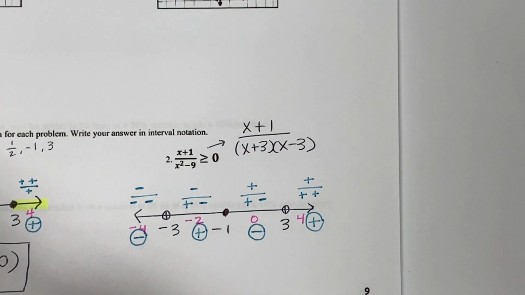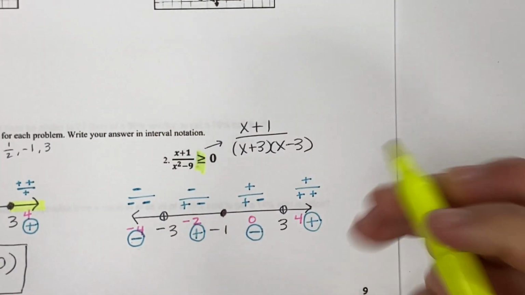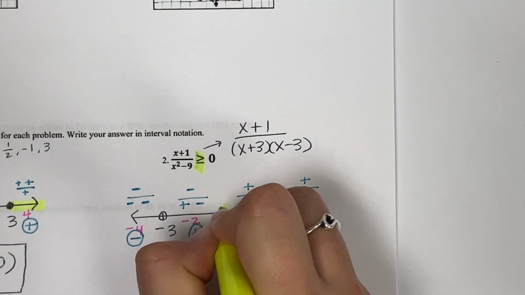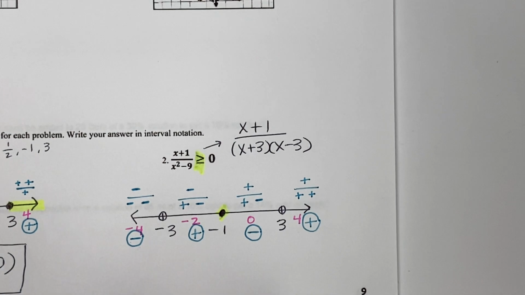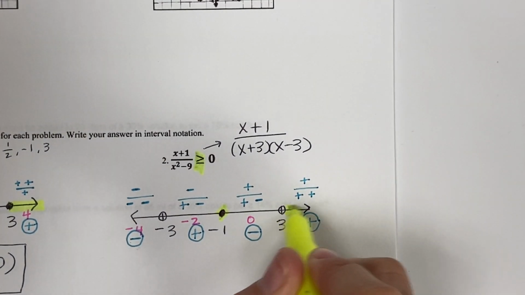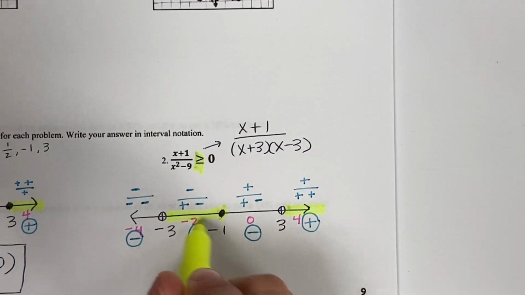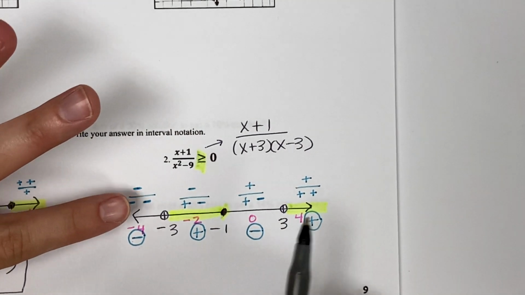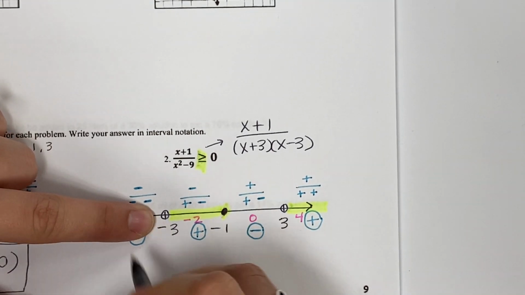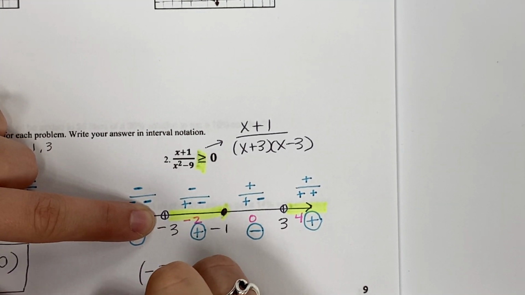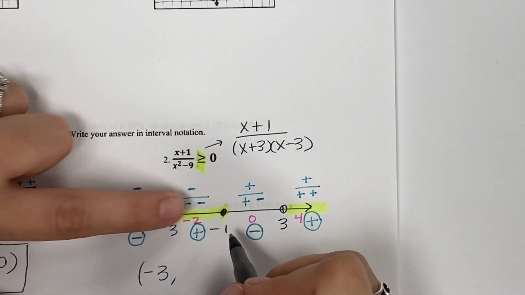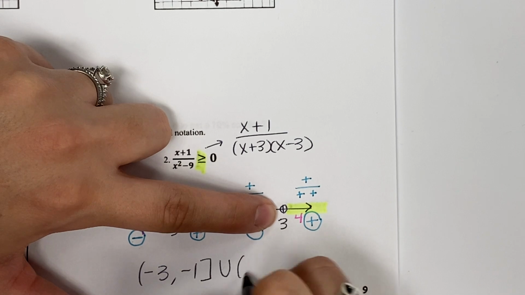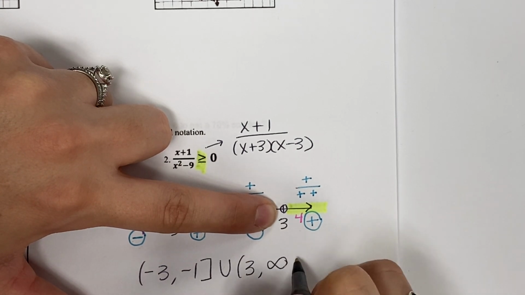Now I'm going to highlight what I want based on my inequality. I want my graph to be greater than or equal to 0. Here's my only equal to 0. So let's look for greater than. That's the positive sections, which are here and here. To write my inequality, I'm going to go from left to right, least to greatest. -3 will be a soft bracket, a parenthesis, because it's an open point, to -1, hard bracket. Union, let's pick back up at 3 to infinity.